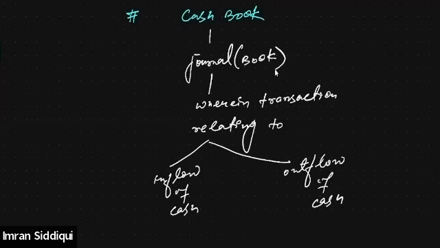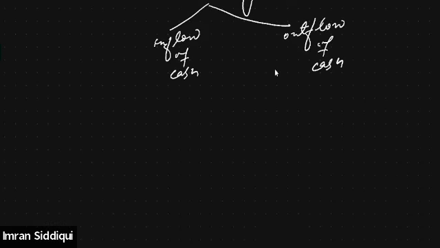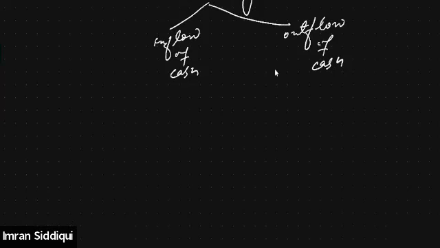Cash book is a book which is prepared to record the transactions relating to the inflow and outflow of cash. Like the book of primary entry, or book of original entry, which is called journal. Journal is a kind of book wherein all the transactions are recorded, irrespective of whether we have transacted in cash or on credit. Every transaction needs to be recorded in the journal.